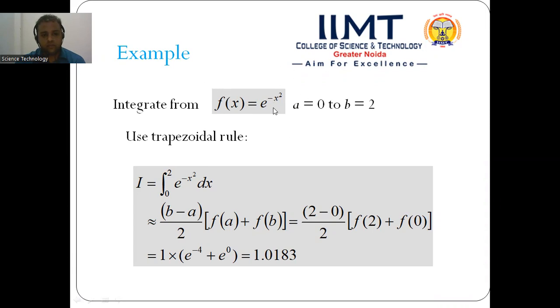So here we are given the function f(x) is equal to e to the power negative x square. As we can see, the exponential function is continuous, and it is defined over the interval 0 to 2. So using the trapezoidal rule from 0 to 2, we can find the approximate integration of e to the power negative x square from 0 to 2. The formula is (b minus a) by 2 times f(a) plus f(b). Since we are not using any partition, here there is only one partition.